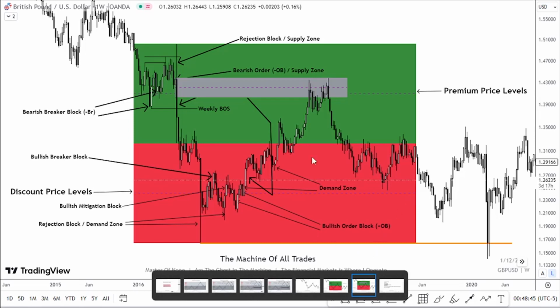Yeah, so this is the rejection block. That's an example of the rejection block. I thought I had an example that was better, but anyway, so this is the rejection block. This is an order block. As you can see, it was an up close candle before the down close started.